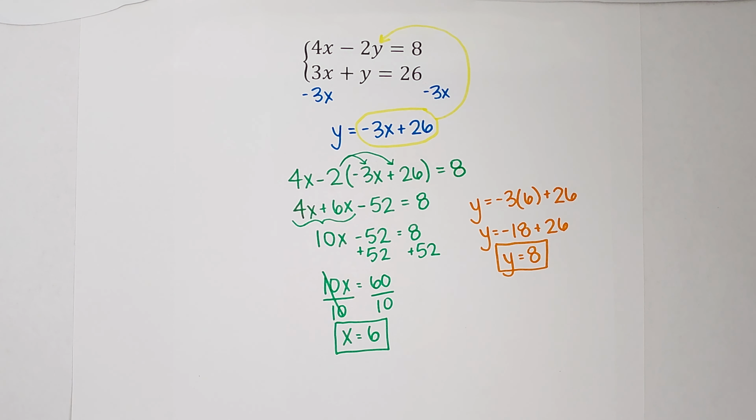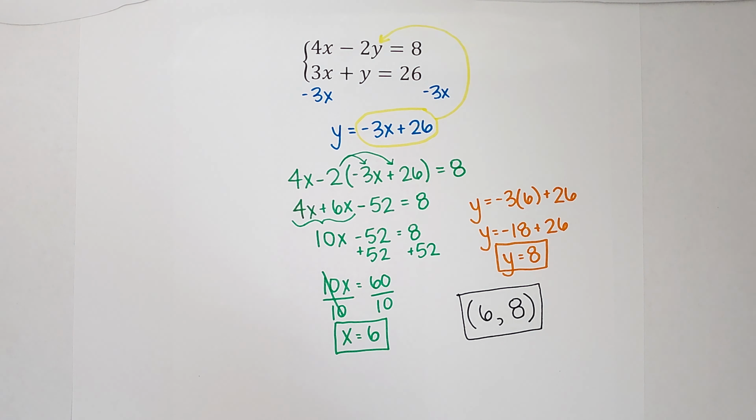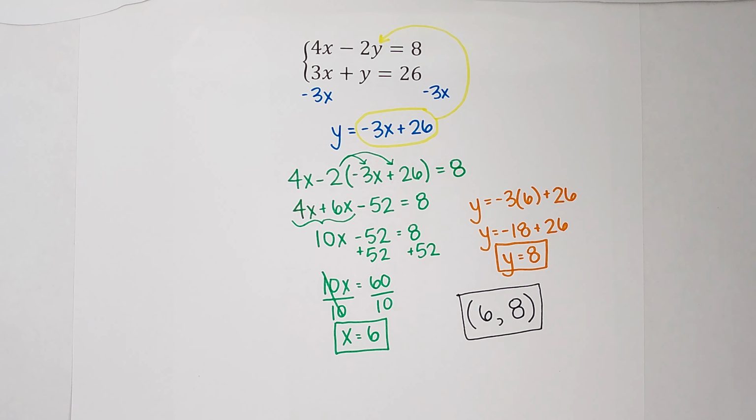So I got x equals 6, y equals 8. We can write it as an ordered pair. The x is always first, so it would be 6, 8 as an ordered pair, okay? I'm not going to take the time to do it now, but if you want, go ahead and plug these in, 6 for x, 8 for y, on both of these, and they should both come out true. Okay, you should get 8 equals 8 and 26 equals 26.